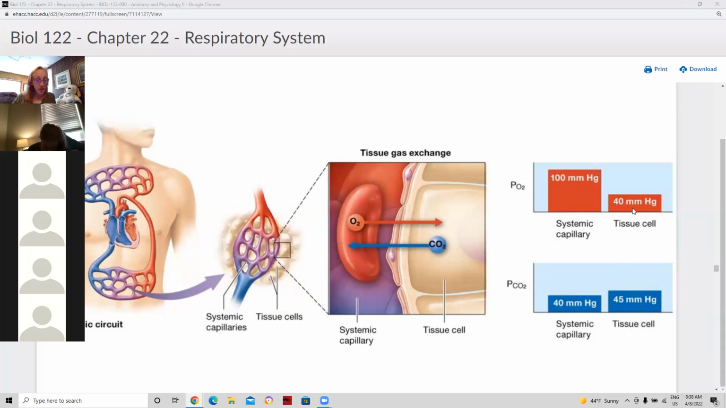In the tissues, in comparison to the systemic capillaries with blood that's coming from the lungs, the tissue cells have a partial pressure of oxygen of 40, and the carbon dioxide has a partial pressure of 45. So carbon dioxide is going to flow into the blood because its partial pressure is lower in the blood. And the oxygen is going to flow into the tissues because its partial pressure is higher in the blood.